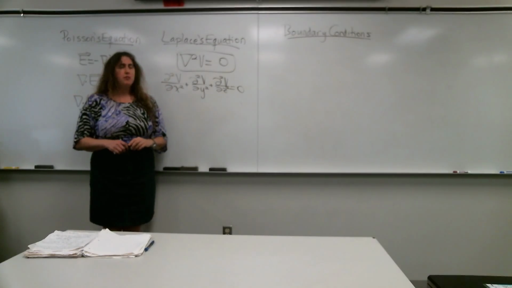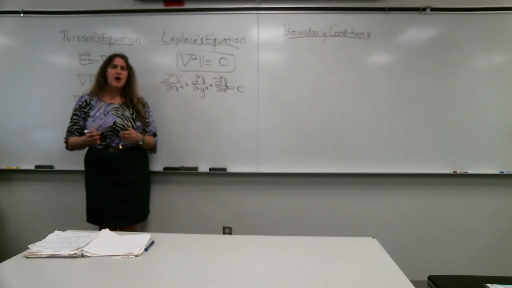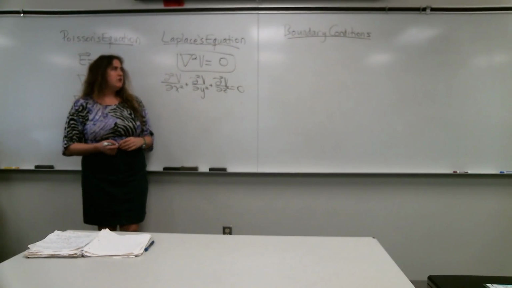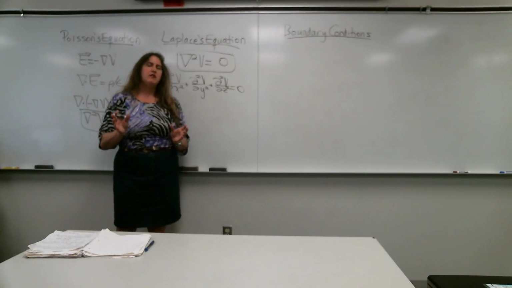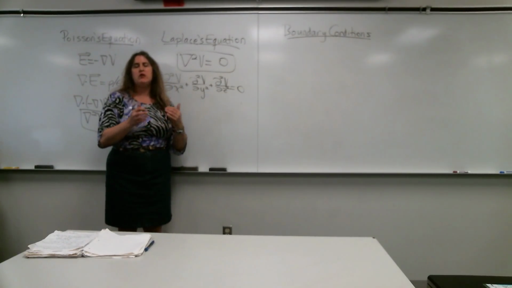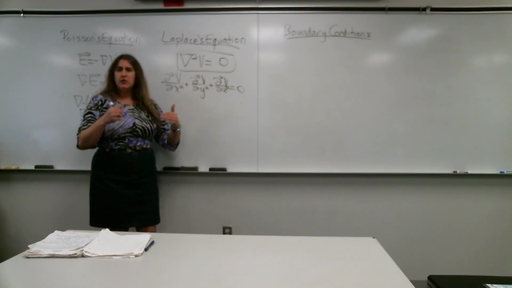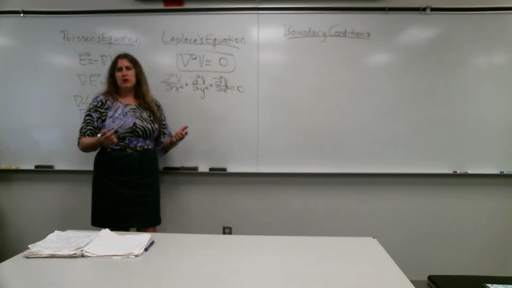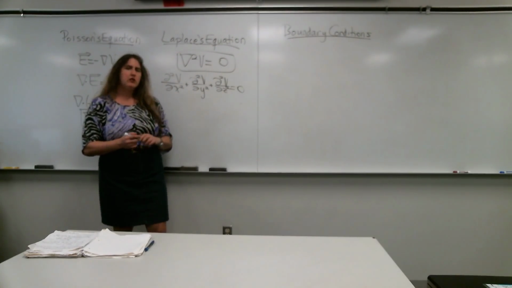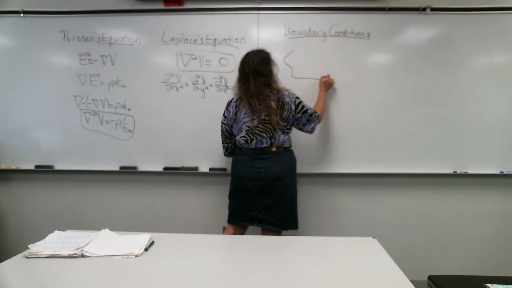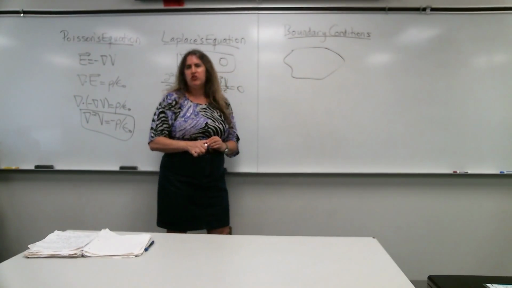So I'm going to discuss boundary conditions next. We're going to derive a couple of them, basically coming up with a relation between the electric field above and below, or on opposite sides of the interface, if you will. Let's take our interface to look something like this, just an irregularly shaped surface.